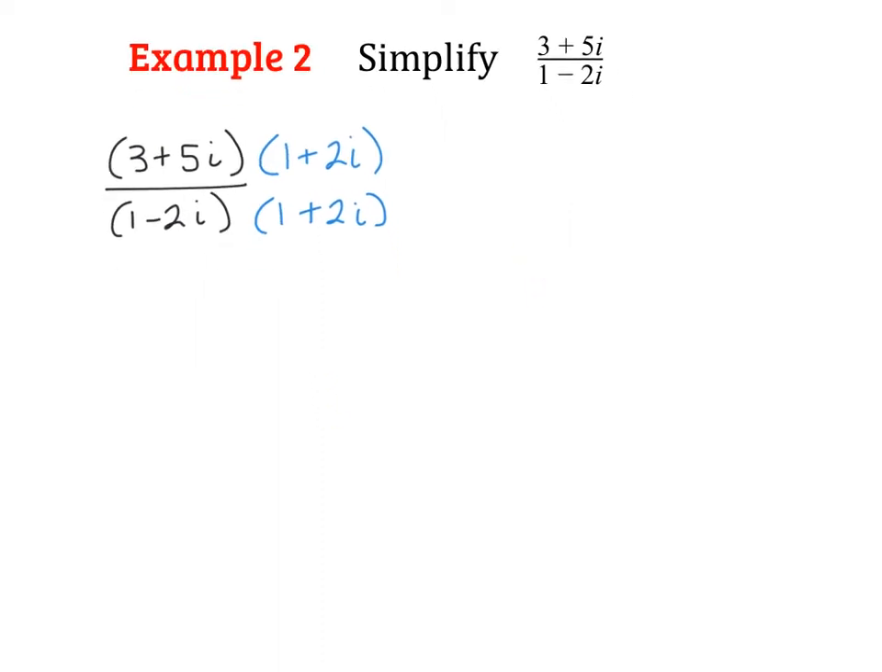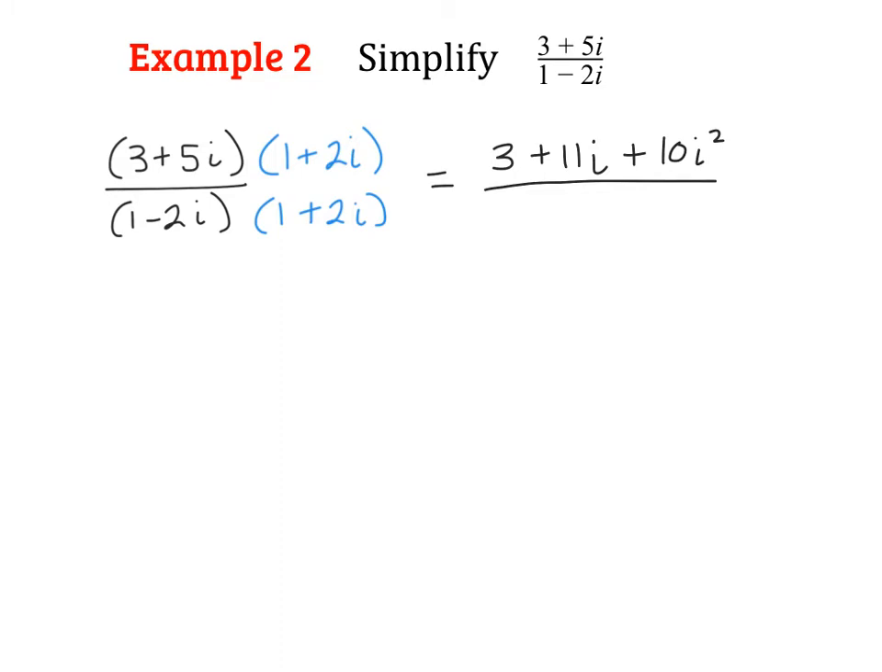All right, let's start by multiplying out the top. So we have 3 times 1, which is 3. And then we have 6i plus 5i, so that gives us plus 11i. And then we have plus 10i squared, which we'll simplify in the next step.